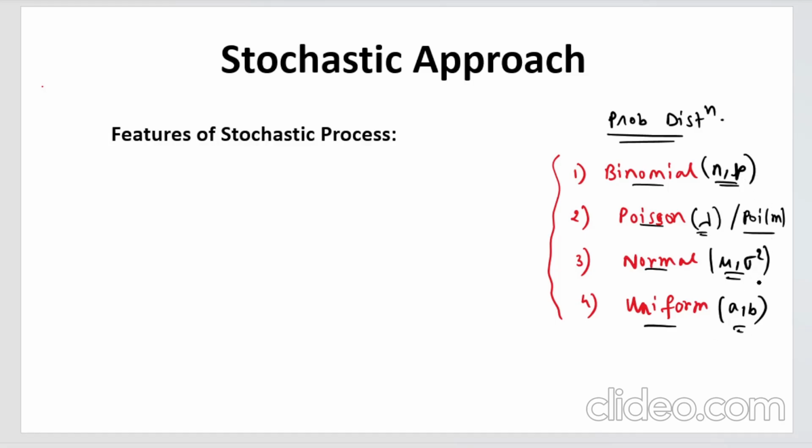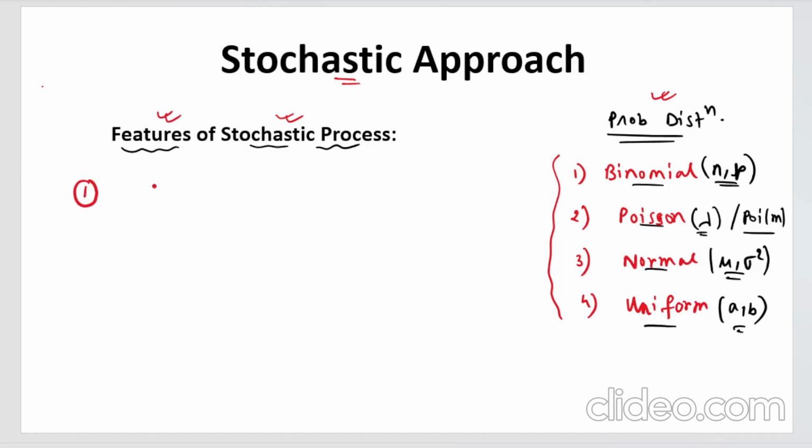These parameters help you define some of the features of these stochastic processes. Parameters will help you define some of the features of these probability distributions. Here, in terms of the stochastic approach, we will be talking in terms of stochastic processes. But in terms of probability distribution, what could be the features? We will be talking about the features now.